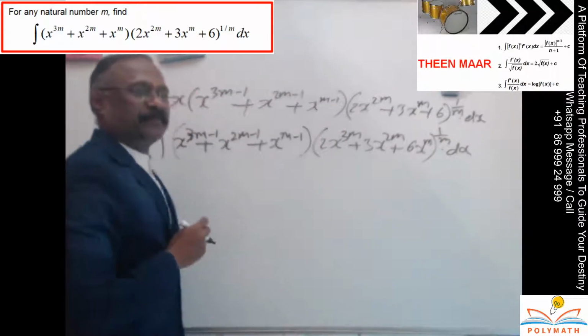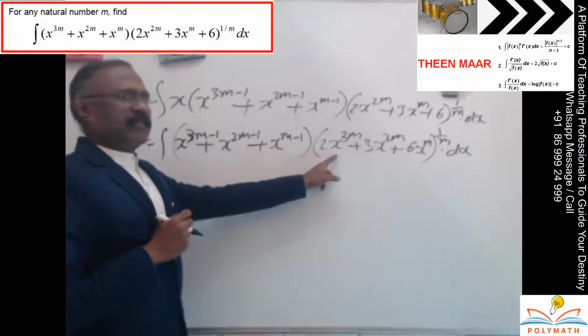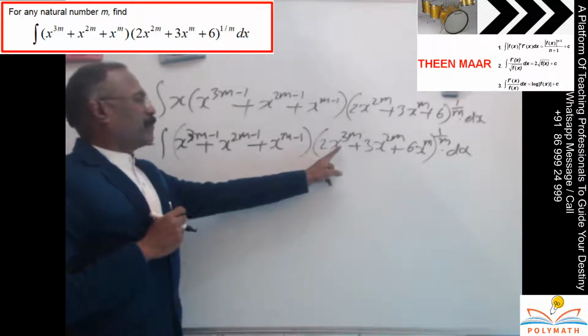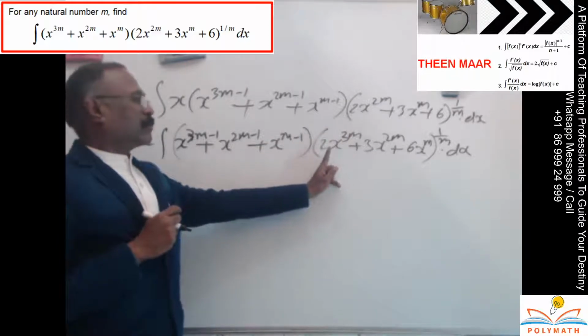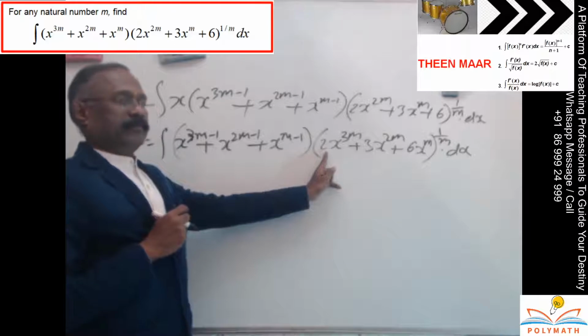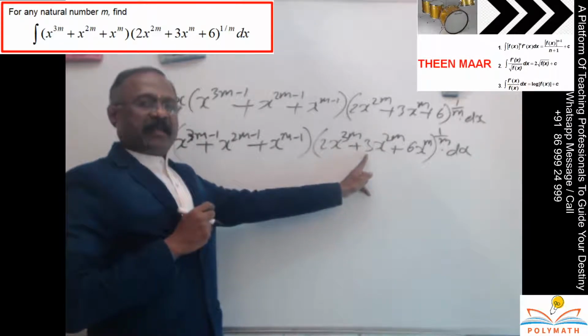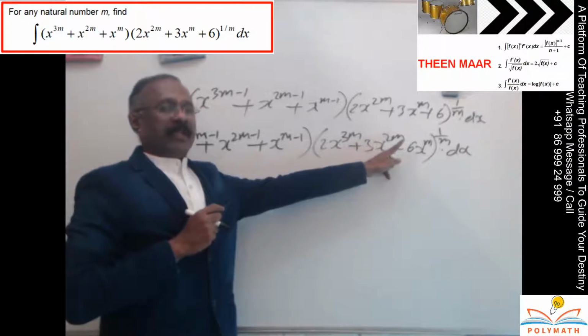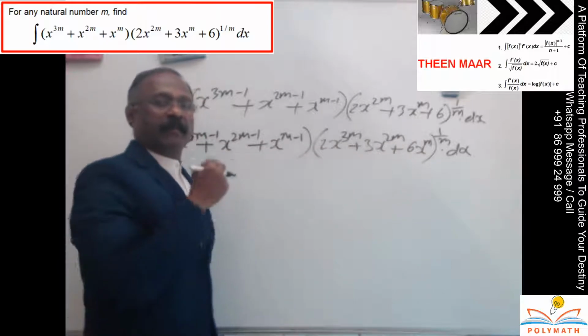Just observe how it takes the form of type 3. What is the derivative of this? The derivative of x^(3m) is 3m into x^(3m-1). This is 2 into 3m, which is 6m. Again, what is its derivative? 2m into 3, 6m into x^(2m-1). Its derivative is 6m into x^(m-1).